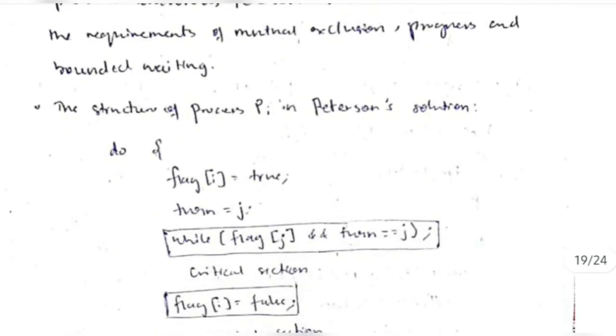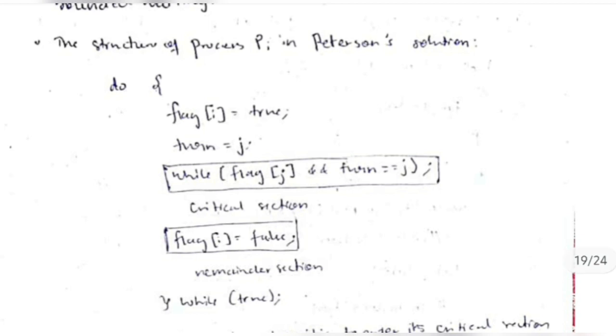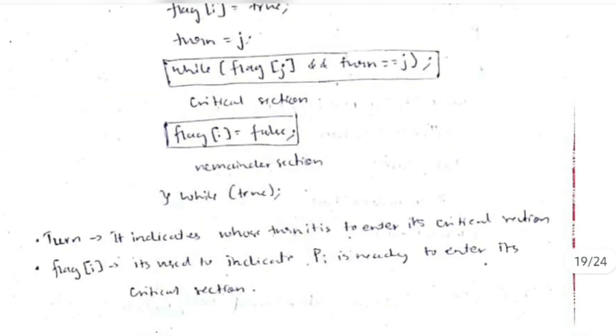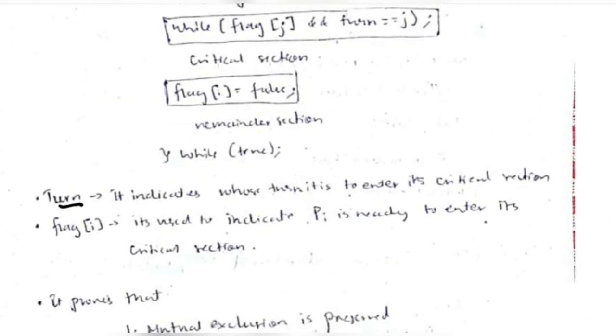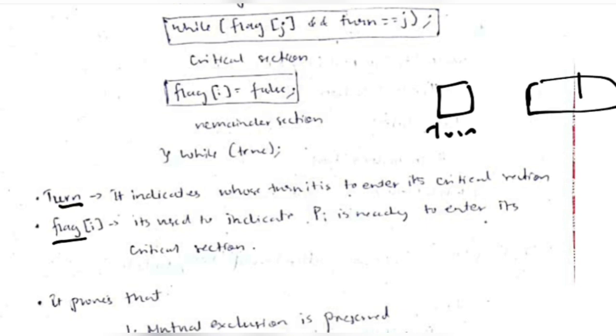Let's see how it is in the execution part. The structure of the process will be as follows. We'll be using 2 things. First one is turn. This is a variable to save some value. And another is an array of flag. Flag will have 2 values if 2 processes want to execute, 3 values if 3 processes, or n values if n processes want to execute. So 2 things are here, turn and flag.